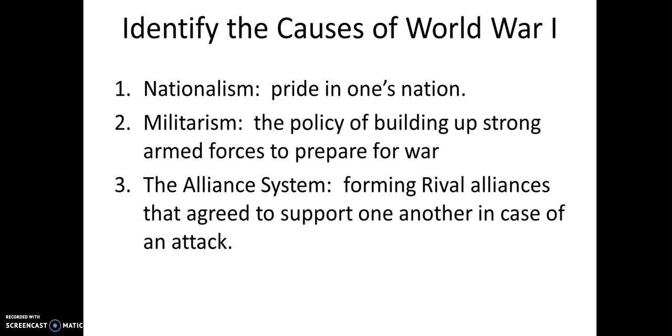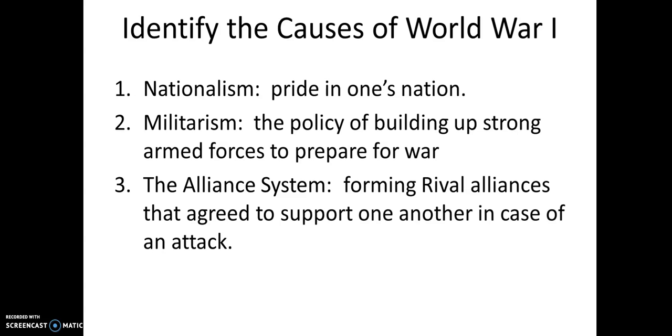So the first objective is identify the causes of World War One. Well, I know the original powder keg was that guy getting assassinated, but there are three main causes of World War One that were being built up before it actually happens. The first one is nationalism. Nationalism is pride in one's nation. Europe in particular showed a lot of nationalism.